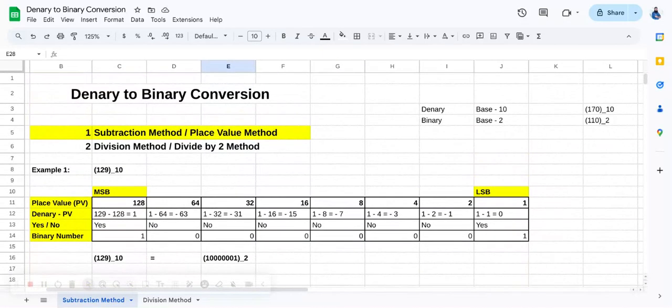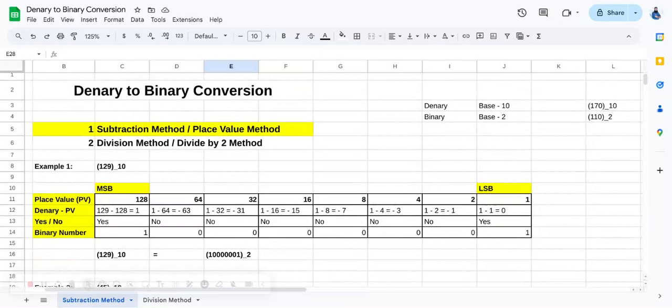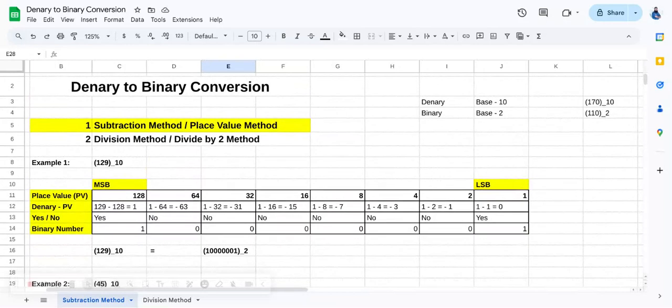So I hope this video was helpful and you have learned already how to convert a denary number into binary number using subtraction method or place value method.